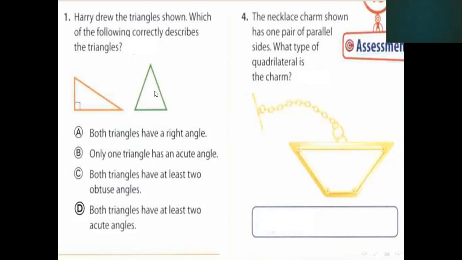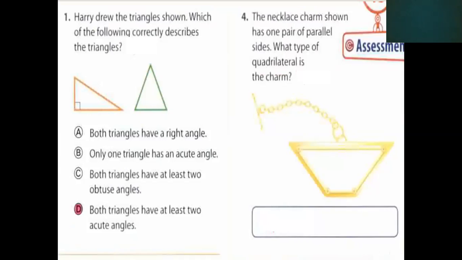So how can we say only one triangle has an acute angle? Letter C, both triangles have at least two obtuse angles? No, there is no obtuse angle here. So the fourth one, both triangles have at least two acute angles, because the first triangle has a first acute angle and a second acute angle, and the other has three acute angles. So in a triangle there are at least two acute angles, so we can choose letter D.